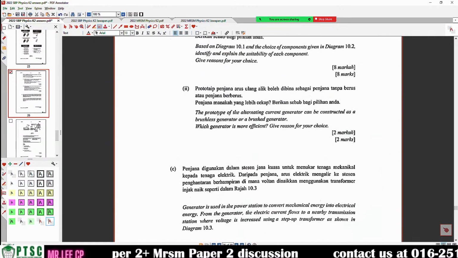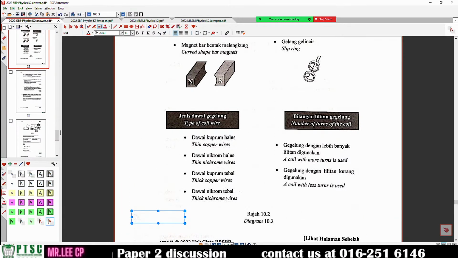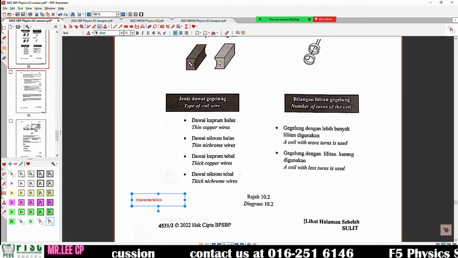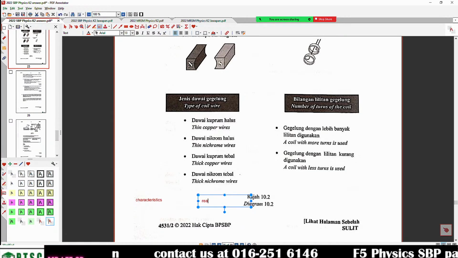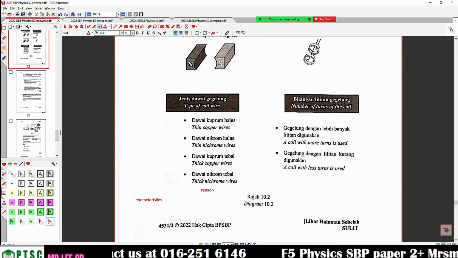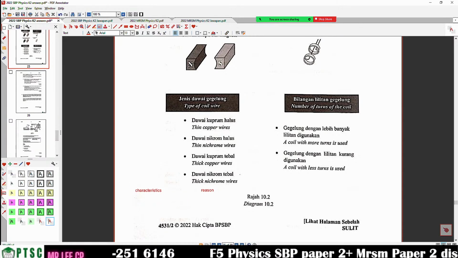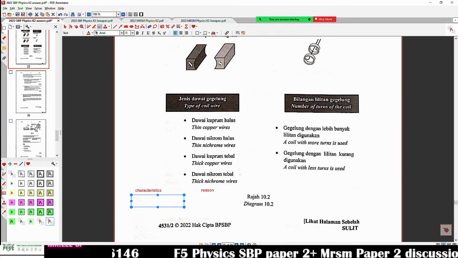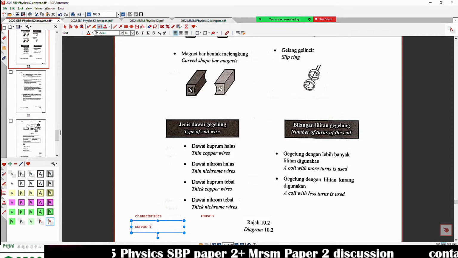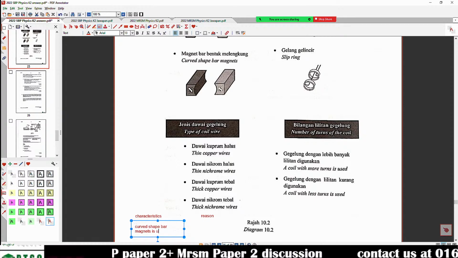Oh, there's no space, I wrote it above. Okay, I write to here. So characteristic and then reason. Okay, first one, the characteristic will be: a curved bar magnet is used.